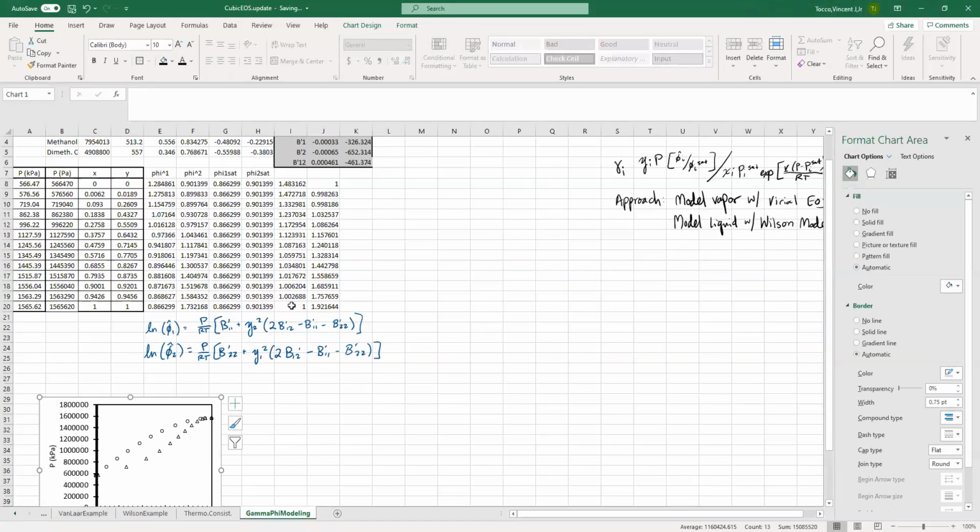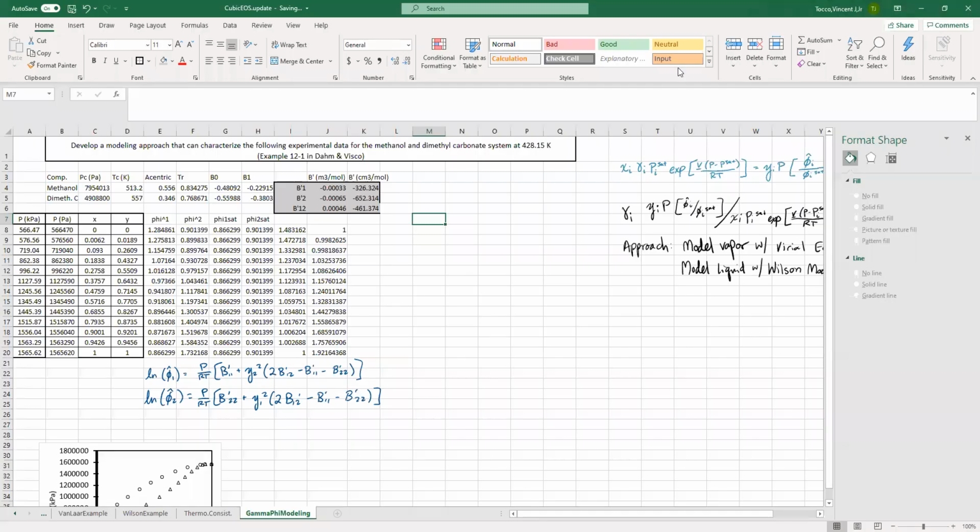So now we've got phi coefficients that are going to 1 at a pure component, which is good, but I don't like how it dips below and then back up again. So I'm just going to double check and make sure I don't have any more mistakes.